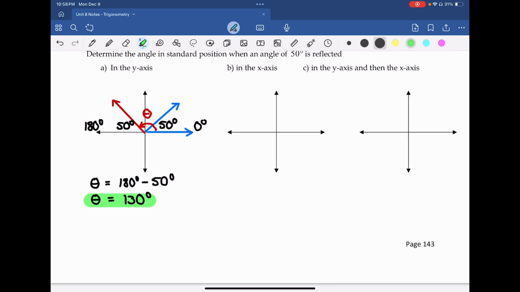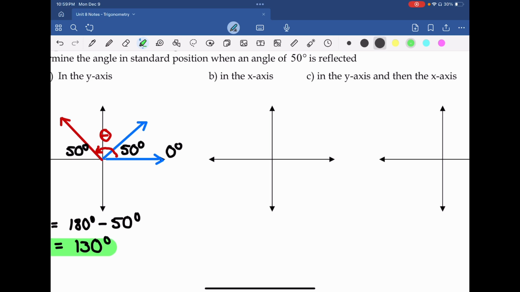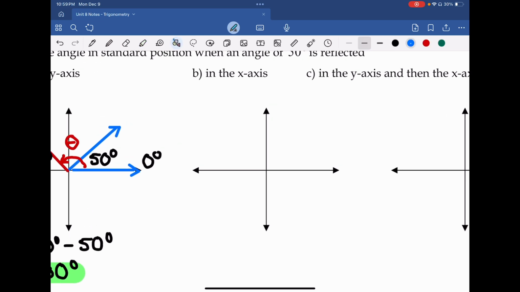So if it's purely reflected across the y-axis, or in the y-axis as they call it, we see it as a reflection over the vertical line. Now what we're going to do is look at this and say, well, instead, let's take that same 50. So let's take a quick sketch here. I'm going to draw my positive x-axis, aka my initial arm. I'm then going to draw the angle in the first quadrant because that's going to be our 50. We're going to write this as 50 in here.